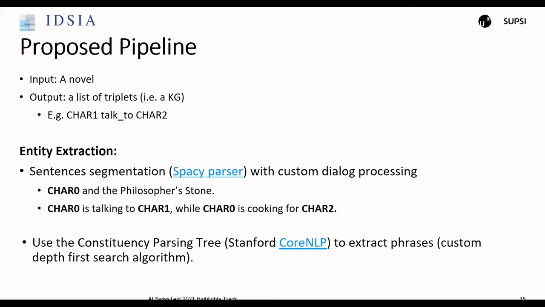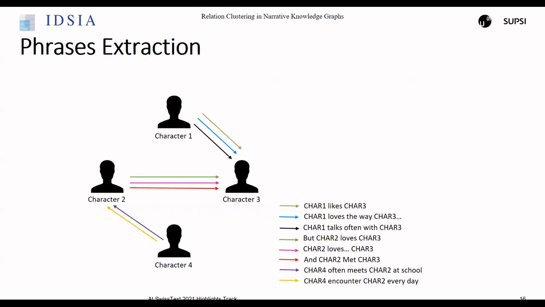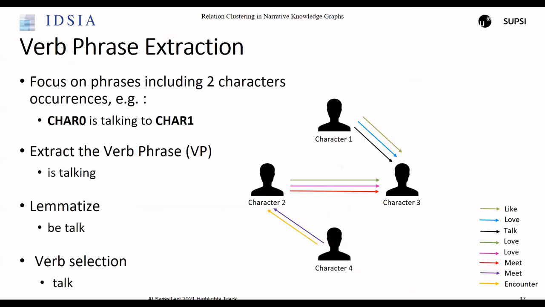So initially we extracted the entities, which are the characters, using the phrase extraction by constituency parsing tree from Stanford CoreNLP. So we extracted all the phrases where there is the presence of a character identifier. Then, this is the phrases extracted, for example, for different characters. And once the phrases are extracted, we consider only the phrases which include two characters, because we wanted to define a relationship. And we extract the verb phrase and lemmatize them.